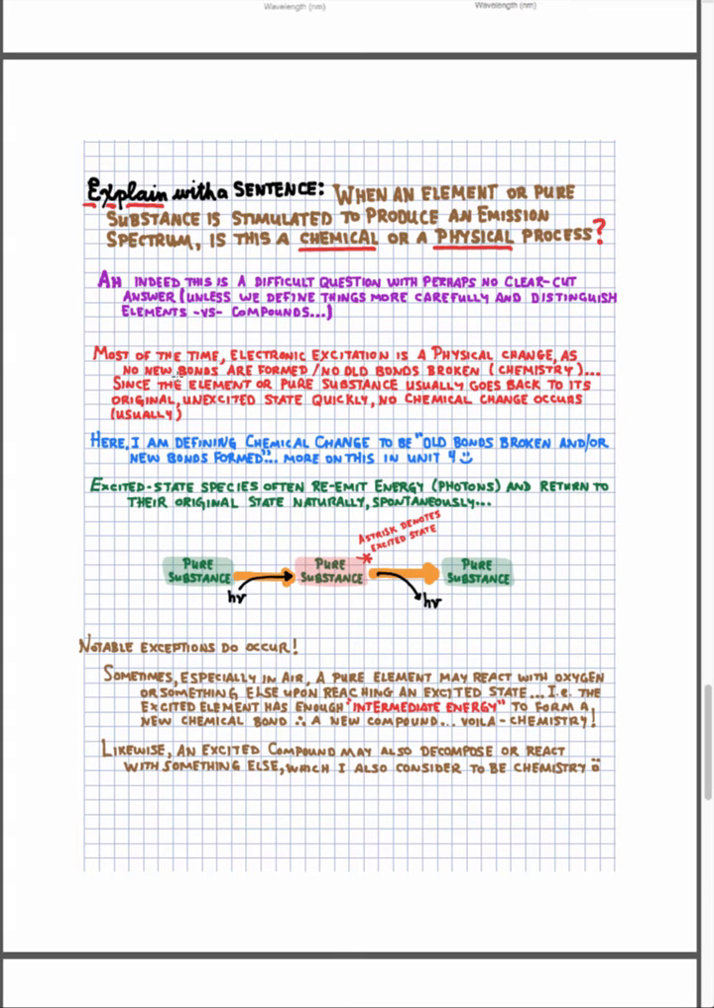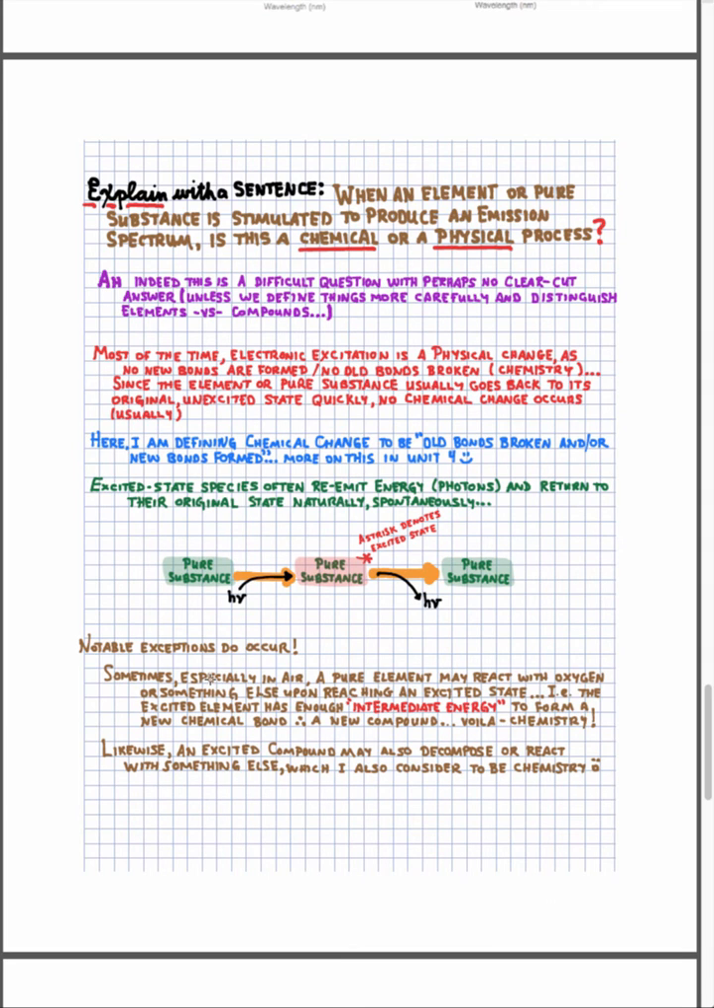So if I define, down here in blue I said, if I define chemical change to be old bonds broken and new bonds formed, then I'd have to say that usually the excitation of a sample to give off its electromagnetic waves, photons, an emission spectrum, is usually physical. But in some cases, down here I said, in some cases, especially if you're doing this in air or with any other substances, I should go back, I just remembered something. Yeah, I might on occasion see some chemistry.